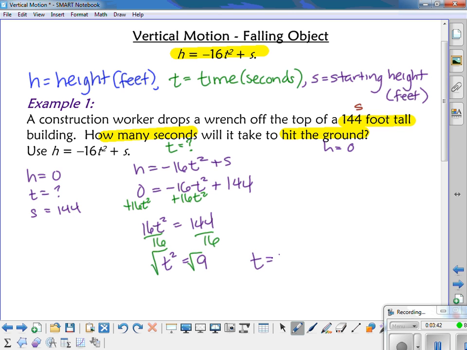Now, normally it would be plus or minus 3, right? But can we go backwards in time? No, we can't. So we just throw out the negative one. So the time would be 3 seconds. It would take 3 seconds for a wrench to fall 144 feet.